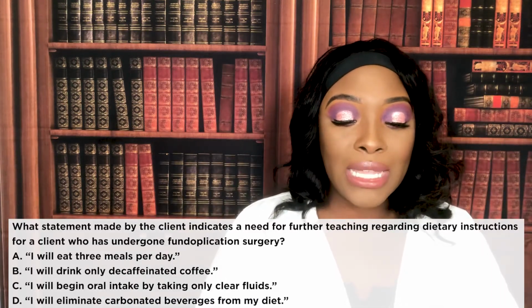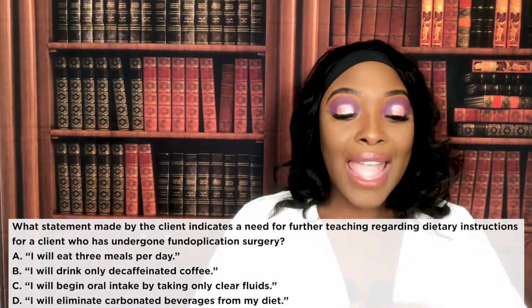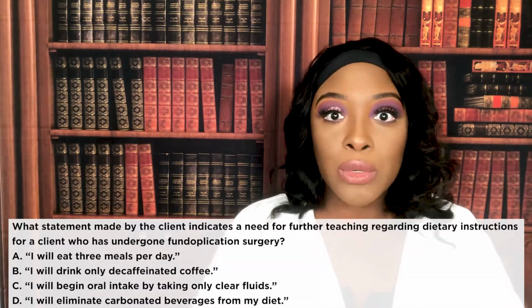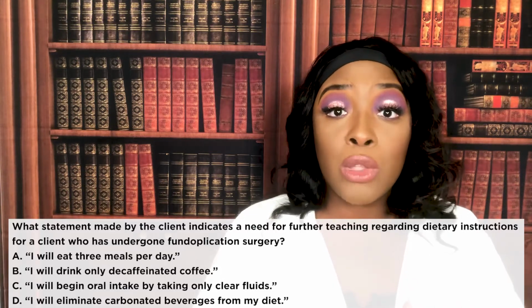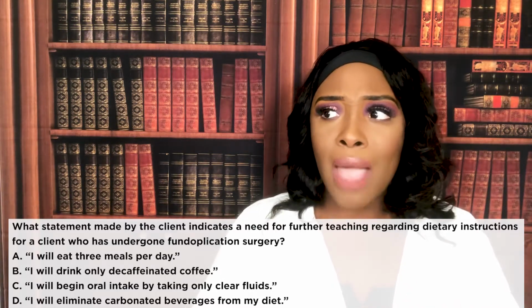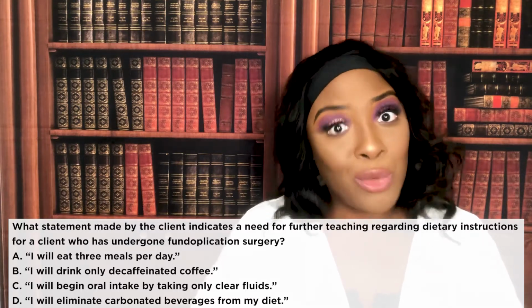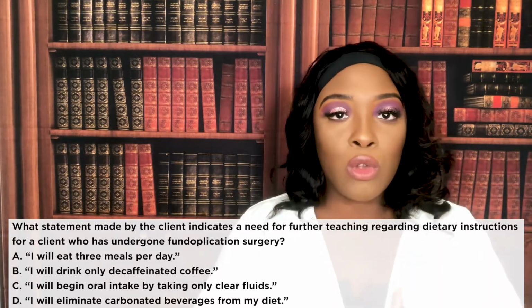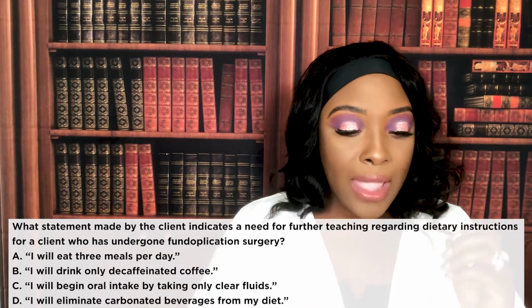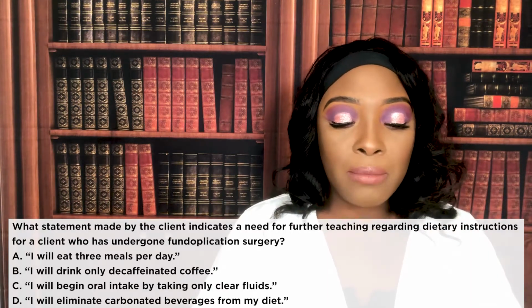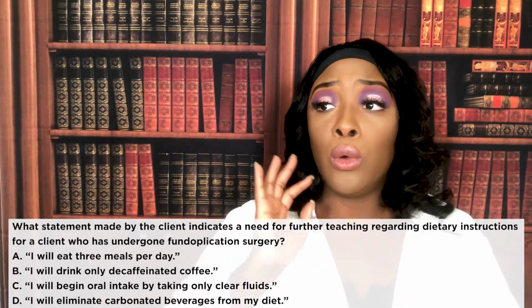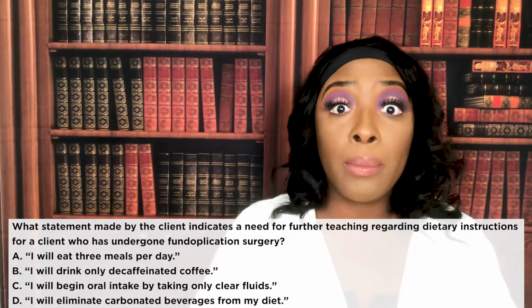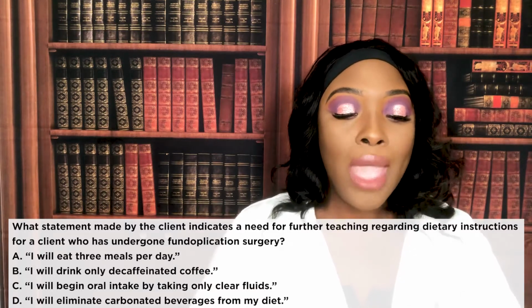Choice C, I'll begin oral intake by taking only clear liquids. That is wonderful. Why? They just had surgery. So when they start liquids, we want to start them with clear liquids only, right? So if they vomit and we see it red or pink, we know they're bleeding, right? Okay, and we're going to do it step by step, so that's good. And then choice D, I'll eliminate carbonated beverages from my diet. Absolutely, no carbonated beverages, no Coke, no Pepsi, no soda. Period. We don't want carbonated beverages. So that is why A is the correct answer.